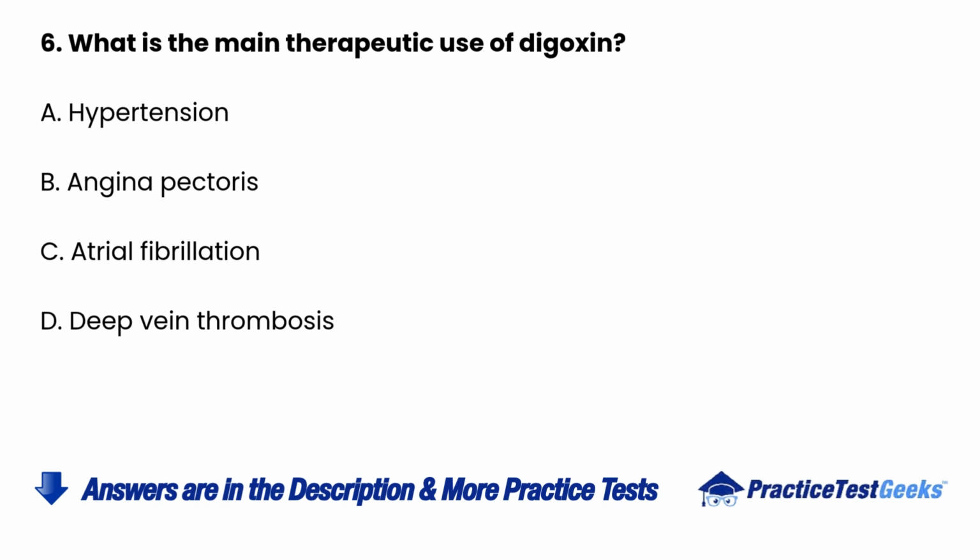6. What is the main therapeutic use of digoxin? A. Hypertension. B. Angina pectoris. C. Atrial fibrillation. D. Deep vein thrombosis.